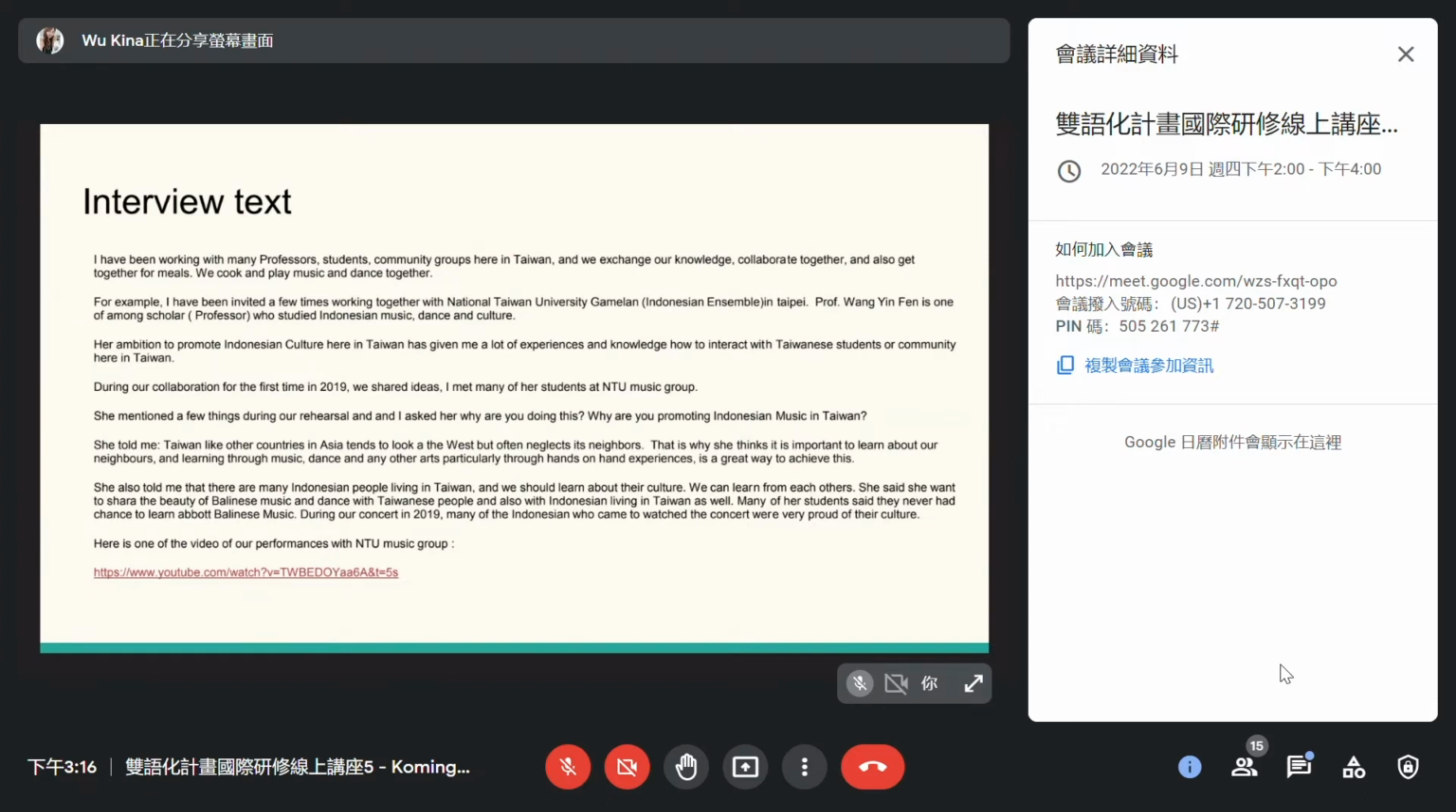And she said she's very ambitious about promoting Indonesian culture here in Taiwan. She has many students, not just Taiwanese, but also Indonesians who studied here. Of course, not just music, but they study business, and also other majors. And during our collaboration in 2019, we shared ideas and we met many of her students at the NTU music group or gamelan group.